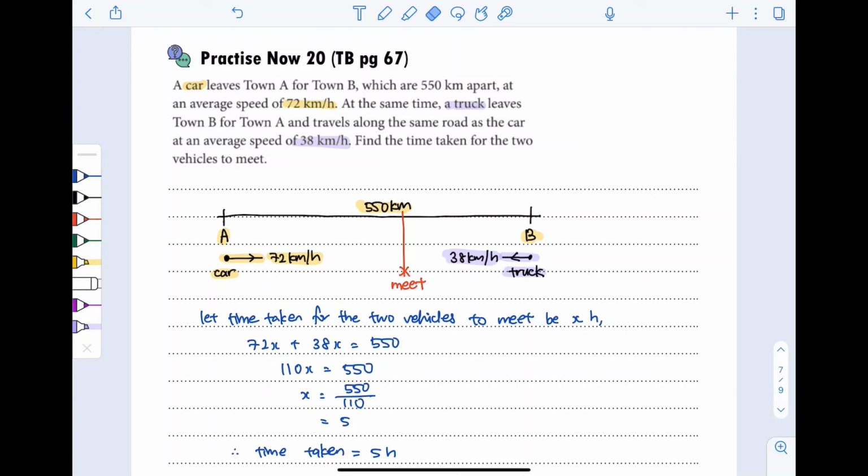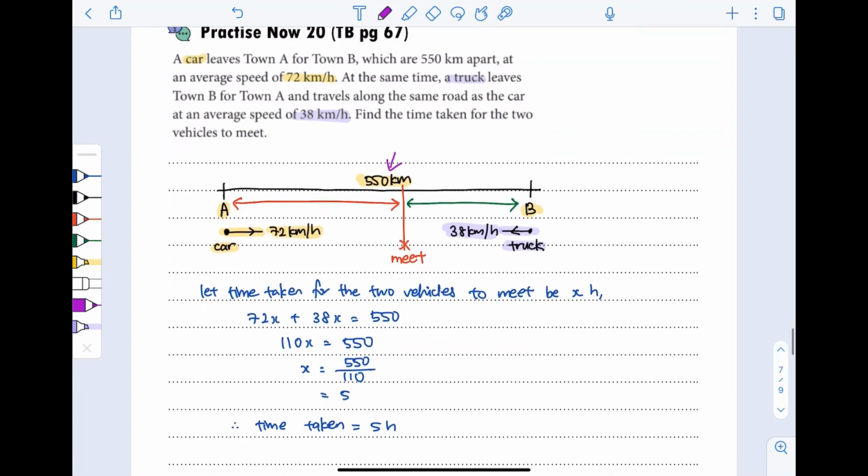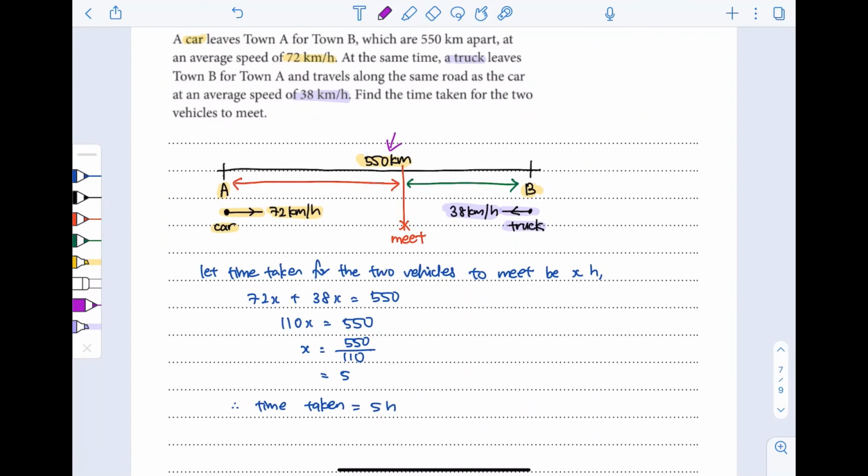Notice that when they meet, the car would have traveled a certain distance, this distance here, while the truck would have traveled this distance over here. If I were to add up the distance that the car has traveled and the distance that the truck has traveled, strictly speaking, it should be equal to 550 kilometers. And that is the strategy behind my solution.